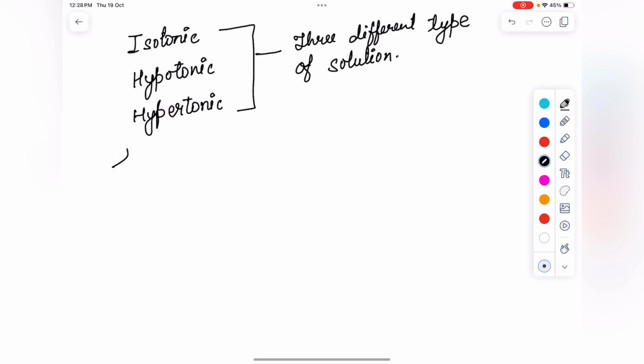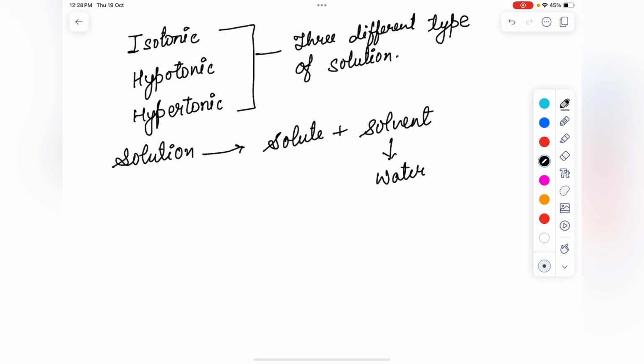What is a solution? A solution is solute plus solvent. Here water will be the solvent, and the solute can be salt or sugar. So we will study about 3 different types of solution. First of all, we'll see what is hypotonic.